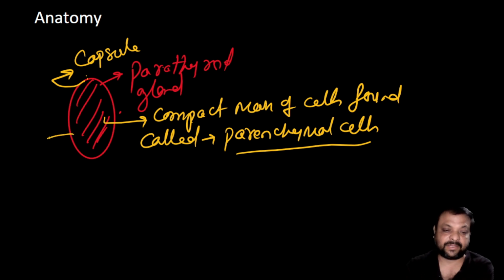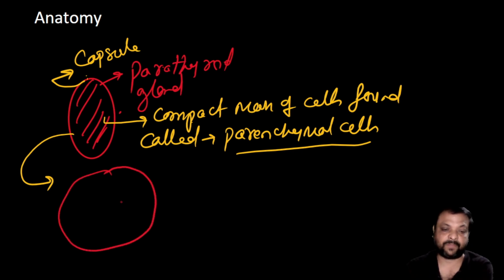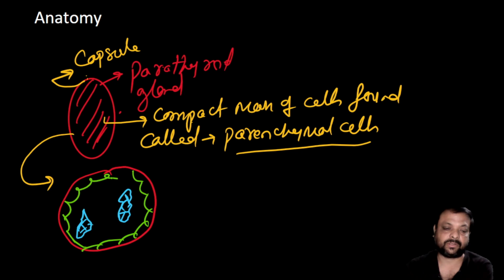When we magnify this parathyroid gland, suppose this is the capsule, the outer part. Within the capsule, at some intervals, we find bigger cells, but most of the cells are very small in size, and they are numerous in number.